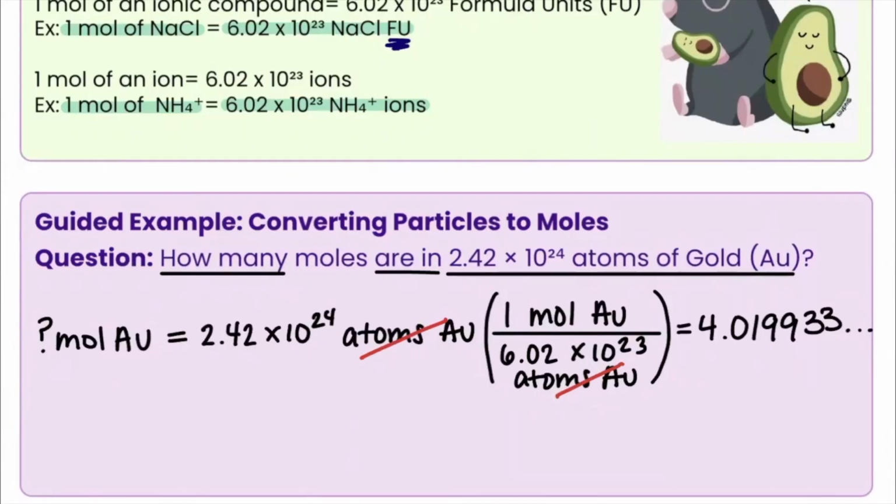If you look at the question stem, we have 3 significant figures. So our answer should be reported to 3 significant figures. So if we look at this 1 and look next door to it, it's above a 5, right? 9 is above a 5, so we can round up. So to 3 significant figures, we get 4.02 moles of Au.